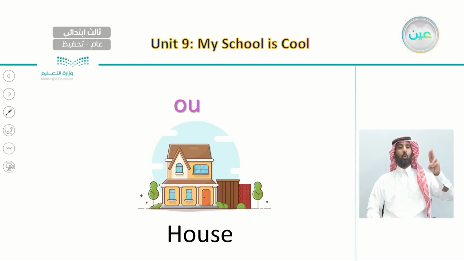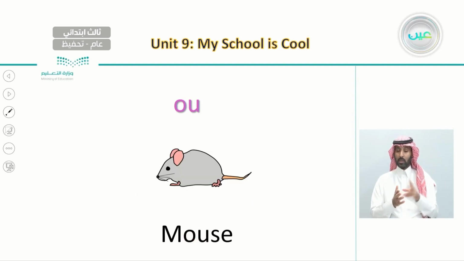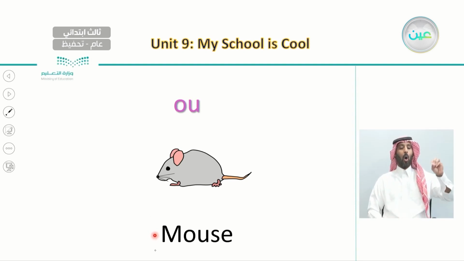House. A house. This is a house. It has the sound of O and U. Also another word with the same sound, which is mouse. Mouse. So also this word has the O and U sound that we can see here.